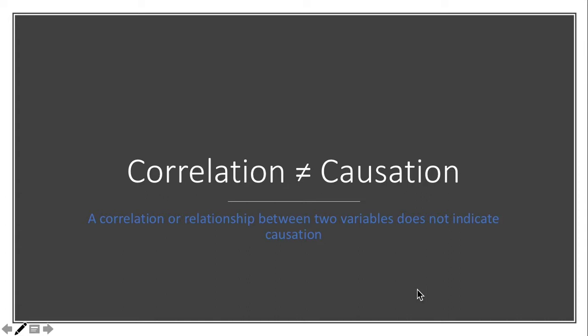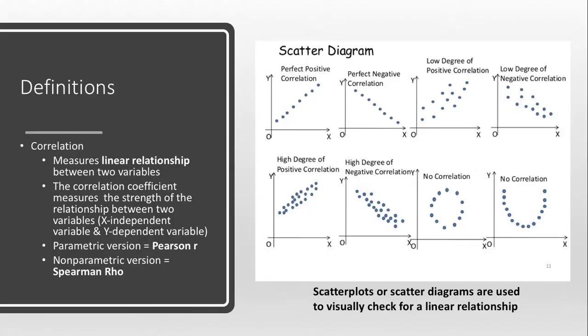A very important concept, and I know we've talked about this before: correlation does not equal causation. A correlation or relationship between two variables only indicates that there's some sort of relationship and possibly the strength of that relationship, but it does not prove causation. So what is a correlation? A correlation is a linear relationship between two variables.